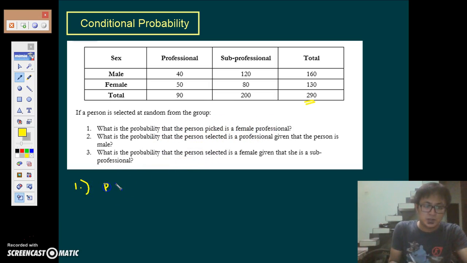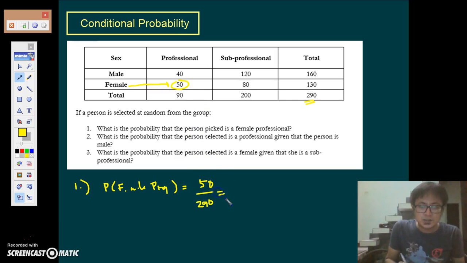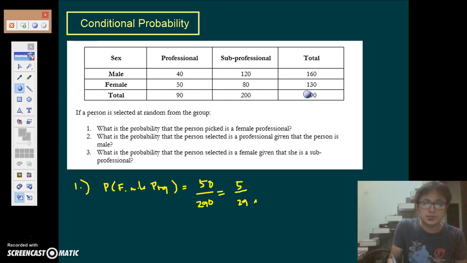So it's a simple probability, female professional. Where is it? Female here, and then professional here. So basically 50. So it's 50 over, of course, the total 290. Again, let's just write our answer in fractions. So you have 5 over 29. That's it.